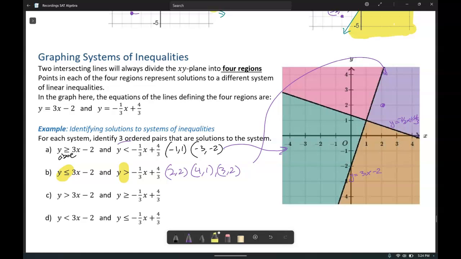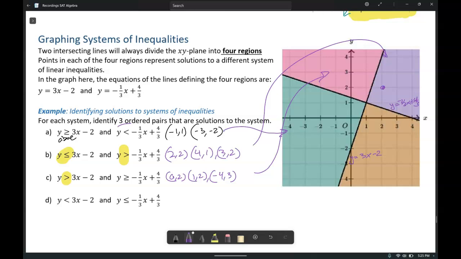Next one, we're looking at y is greater than 3x minus 2. So again, we're above the line on this side. And then y is greater than our other equation, so we're above that line too. And the overlap is the pink area. Anything in this pink area here. We can get a few points, such as 0, 2, or even the point 1, 2, or let's say the point -4, 3. All of those are solutions in the pink area.